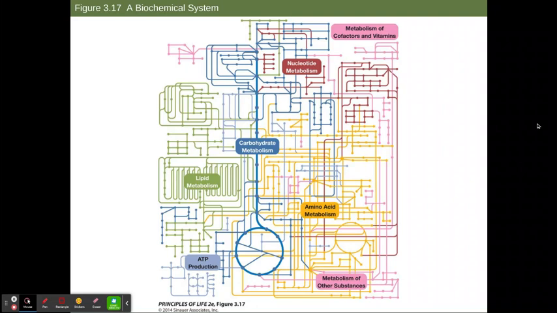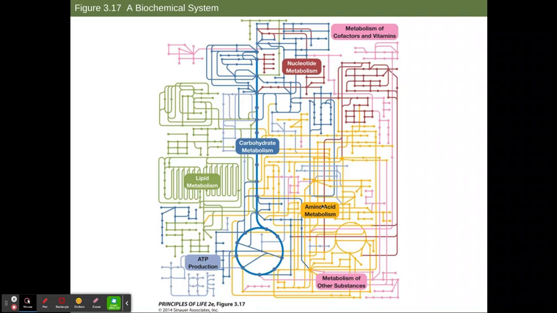Okay, so each one of these dots right here represents a different reaction, and you can see how they are all connected. So we have nucleotide metabolism, metabolism of cofactors and vitamins, amino acids, other substances, ATP production, all of that. Okay, each line represents a catalyzed metabolic reaction. And you can see that a lot of them come together in one place, like right here, the metabolites and reaction pathways overlap and intersect.